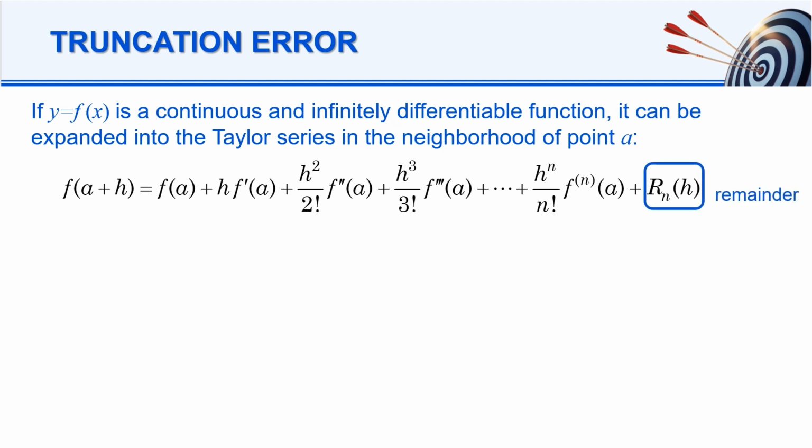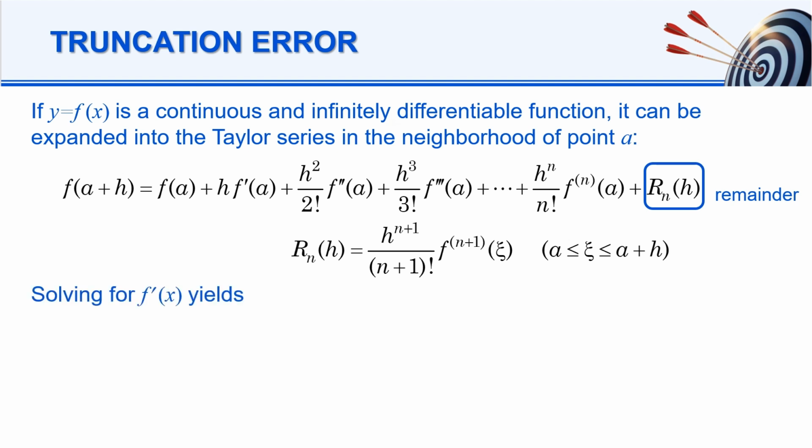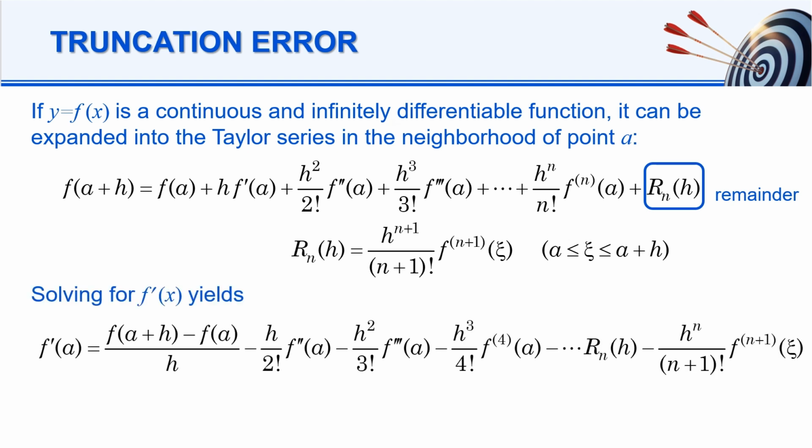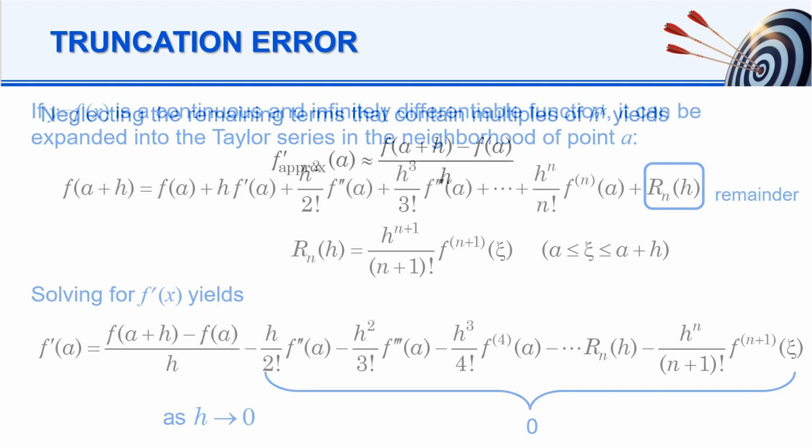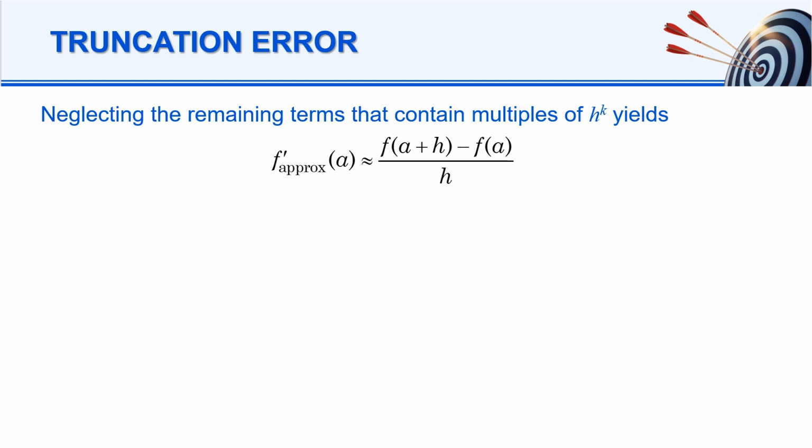Where Rn is the remainder defined as follows. Solving it for f'(x), we obtain the following expression. As h goes to 0, all the terms except the first one go to 0. Neglecting the remaining terms that contain multiples of h to the k yields the approximate formula for the first derivative.